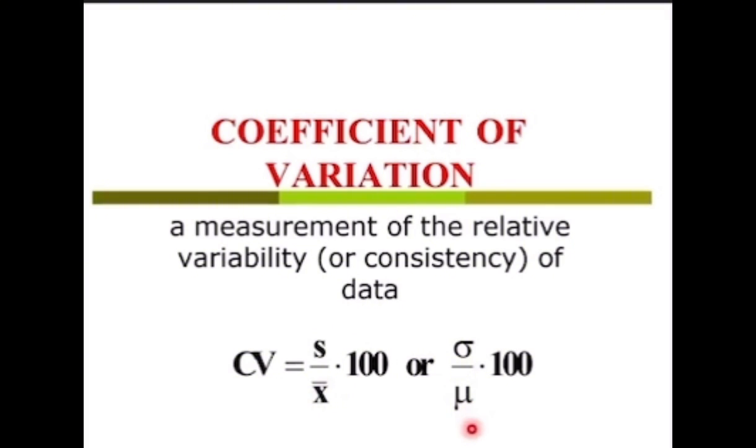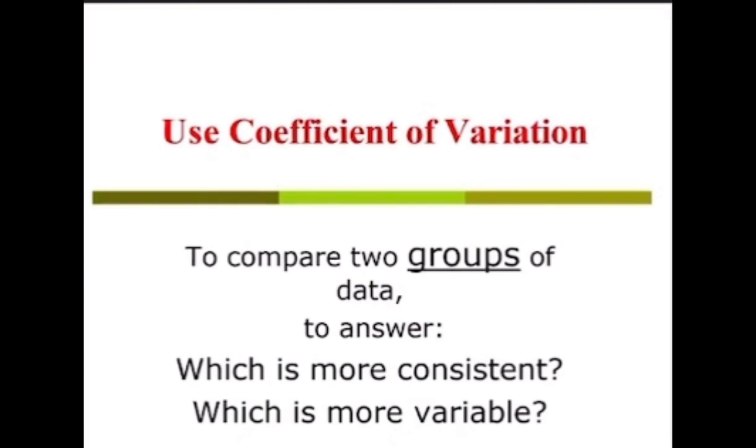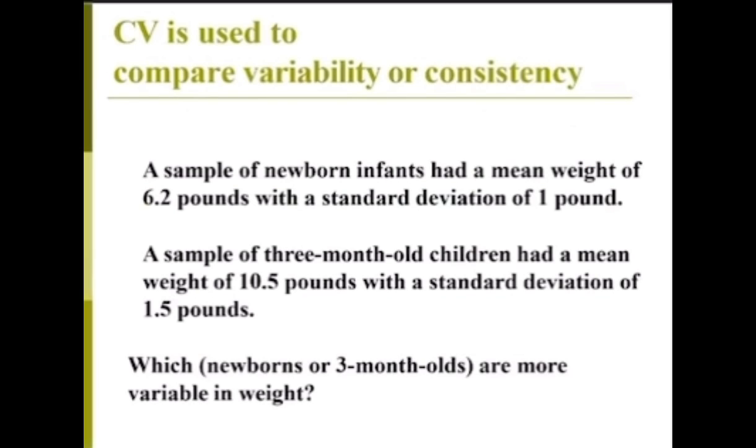Like I said, we can use the coefficient of variation to compare the variability between two sets of data. We want to know which one is more consistent and which one is more variable. Now, I'm going to go through an example.